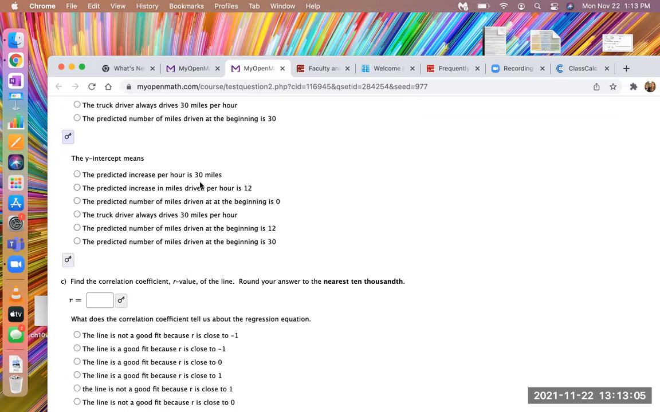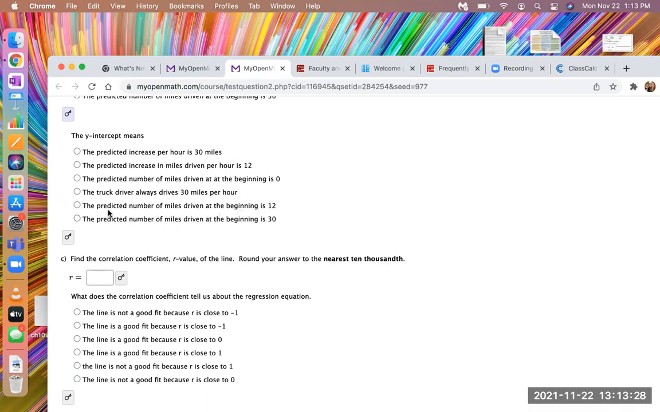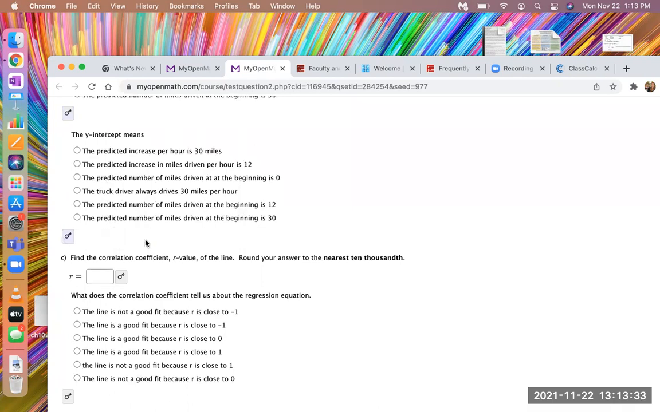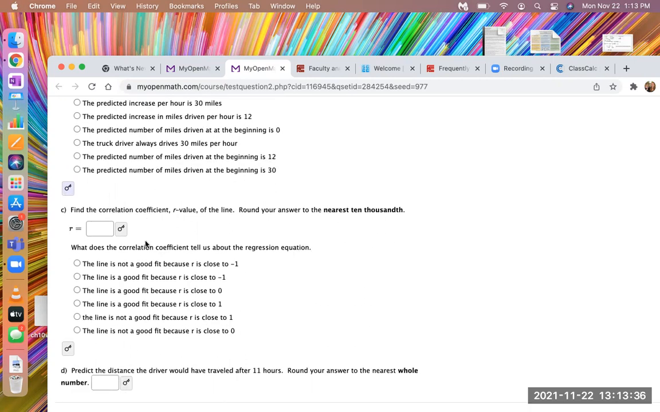So I would say it's not any of these that say 30. The predicted increase in miles driven per hour, no, that's slope, something miles per hour, because that's this over that. The predicted number of miles driven at the beginning is 0, no. The predicted number of miles driven at the beginning is 12. Yes, that's the one we want. Which is kind of ridiculous, like you haven't been driving at all, but maybe, who knows? Maybe we have a situation where, like I said, they live closer.